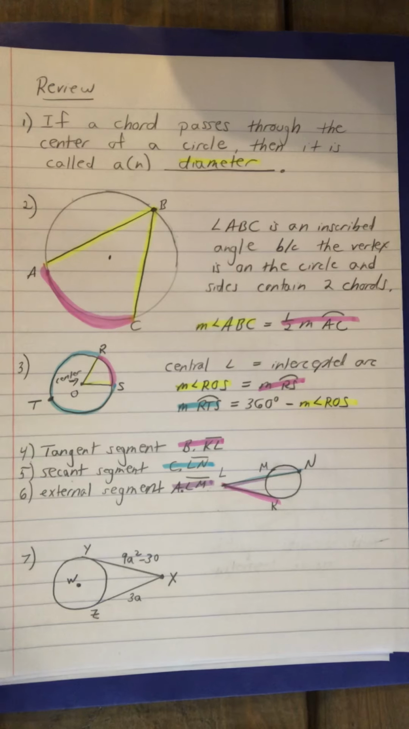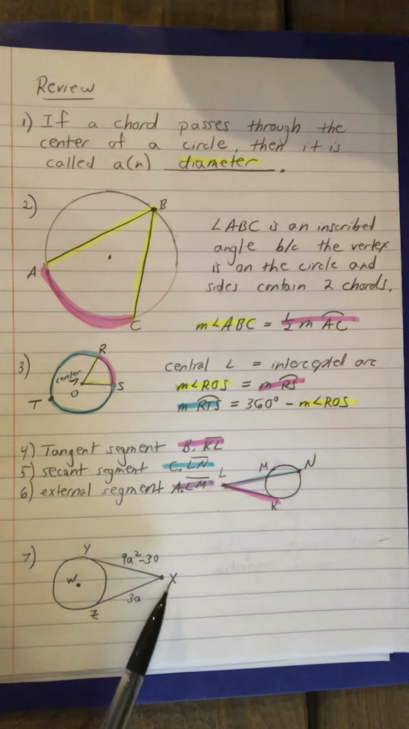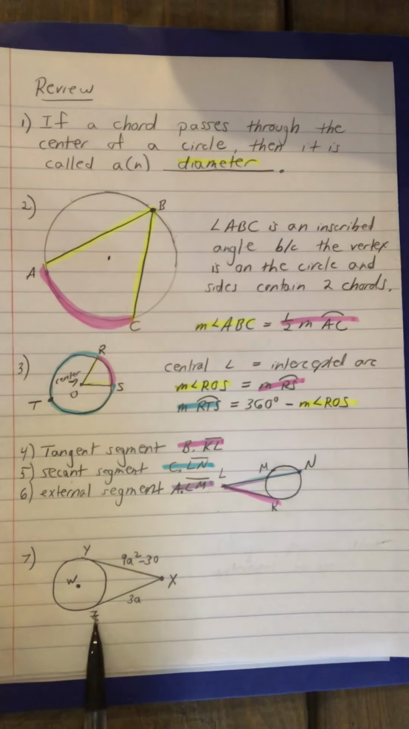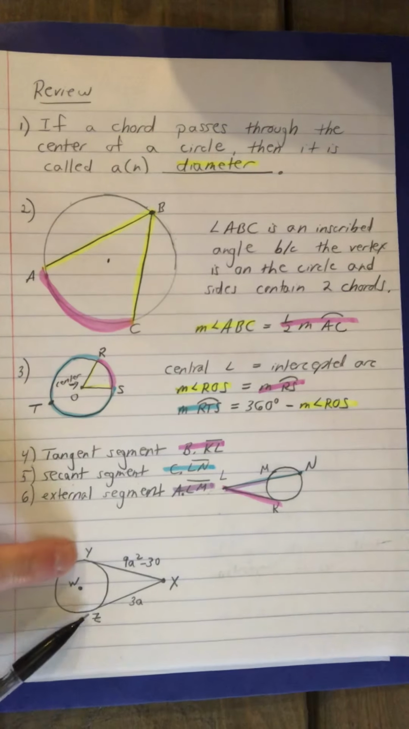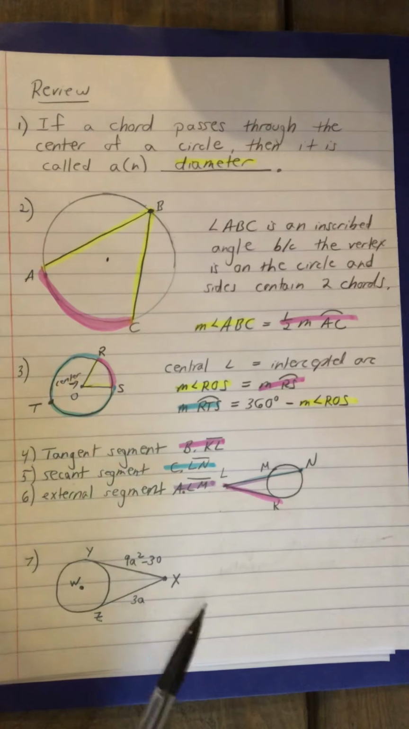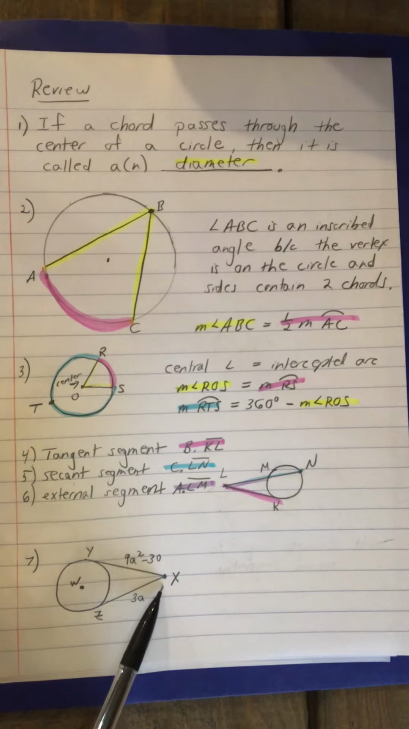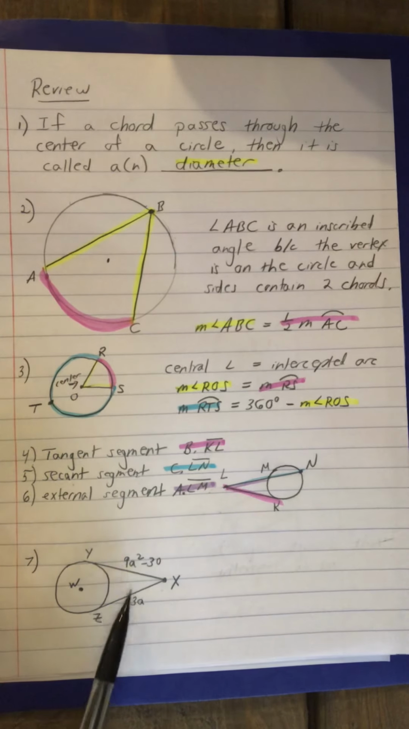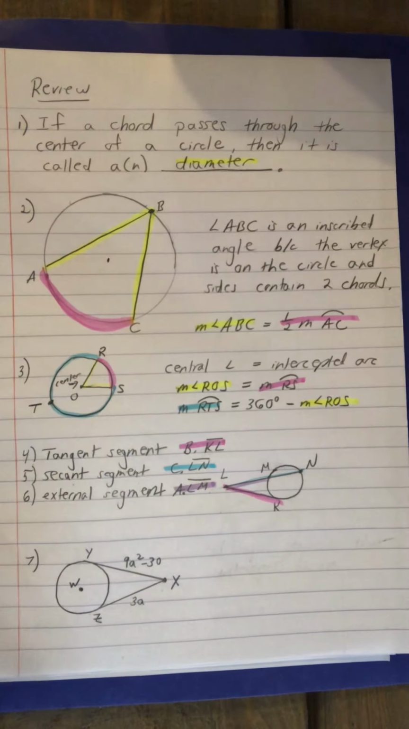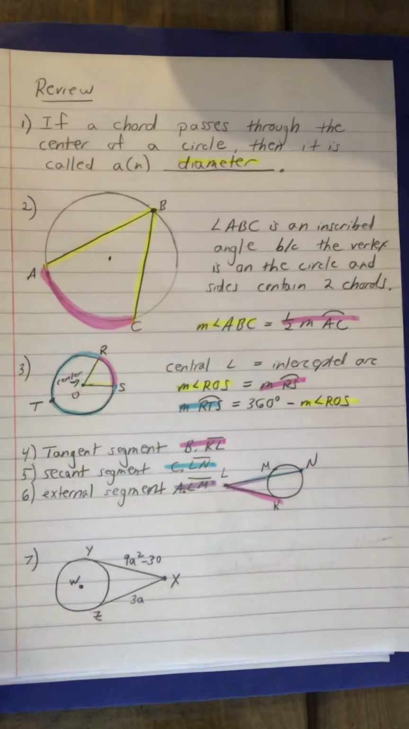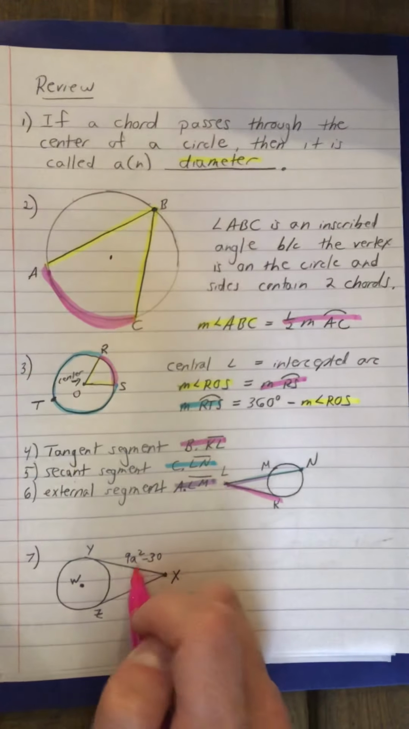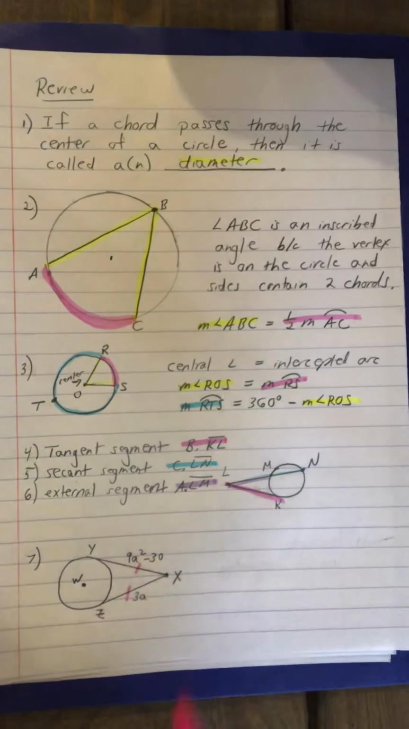Okay, let's move on to number 7 now. In number 7, what they do is they actually give us XY and XC. Now, XY and XC are 2 tangent segments because they both intersect the circle at one point, and they have a common external point. What we learned is when we have 2 tangent segments that meet at a common external point, both of those segments are congruent. So I can now put a tick mark to identify that both of these are congruent.